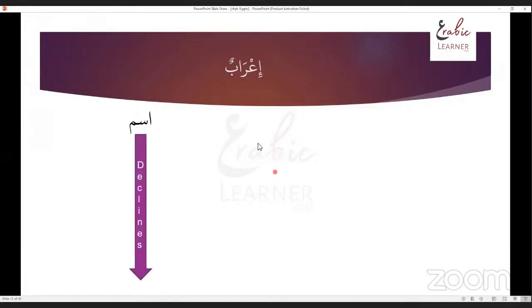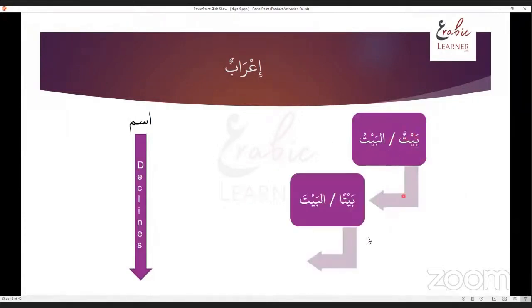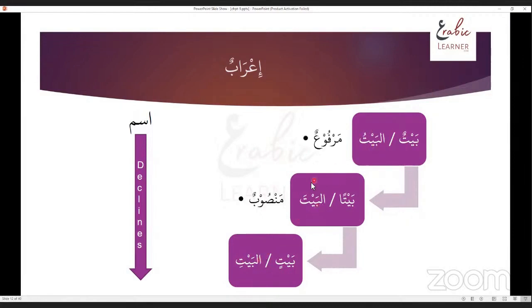So ism declines. It can be baytun or al-baytu, and it can be baytan or al-bayta, or it can be baytin or al-bayti. All of them have the same meaning: house, house, house. The house, the house, the house. But their statuses are different. Al-baytu is marfu, al-bayta is mansoob, al-bayti is majroor.